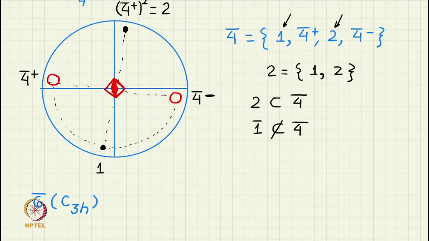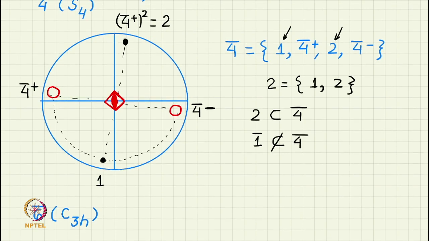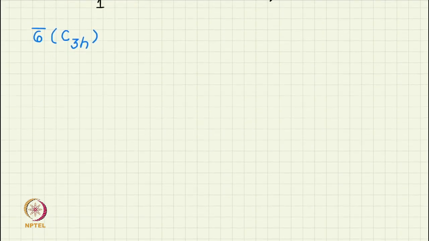Fourfold roto-inversion does not contain the inversion. It also does not contain the fourfold axis. So, 4 is also not a subgroup of 4 bar, because you do not have an equivalent point at 90-degree rotation, because at 90-degree rotation you will have a point which is above the equatorial plane, but here you have below the equatorial plane and with changed handedness. So, this difference between threefold and fourfold should be seen.